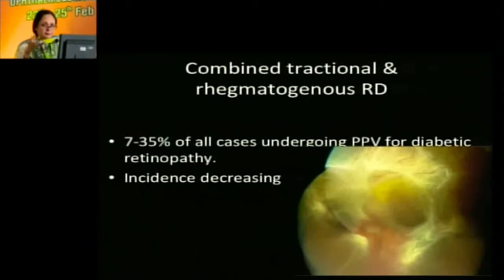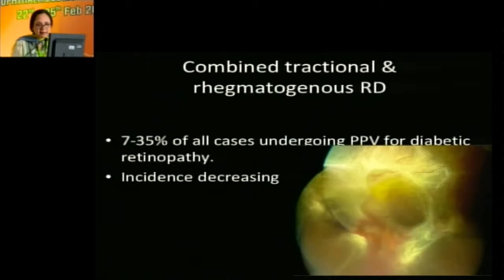I'll be talking about some tips regarding the management of combined detachment. The word combined essentially means that you have a tractional RD on top of which you had a rhegmatogenous component added, and this accounts for about 7 to 35% of all cases who undergo vitrectomy for diabetes.